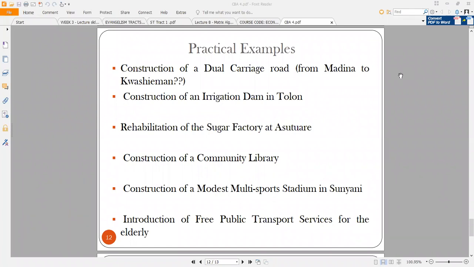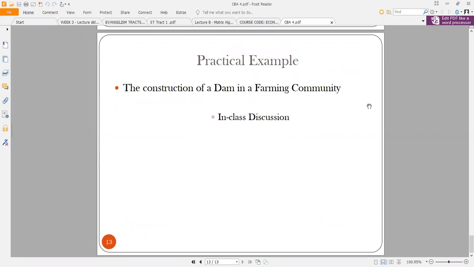So these are practical examples of projects that we can do CBA on. Construction of a dual carriage road from Madina to Kwashima. Construction of an irrigation dam. All these things are examples of public projects that we can do CBA on. All right. So this is where we end on the costing, the various types of costs and benefits under CBA.